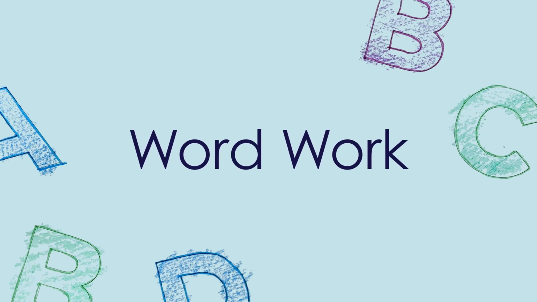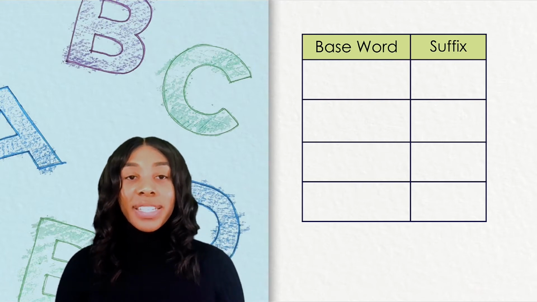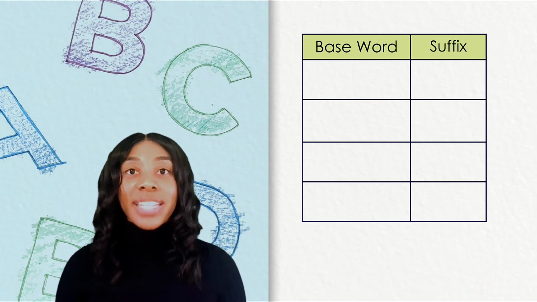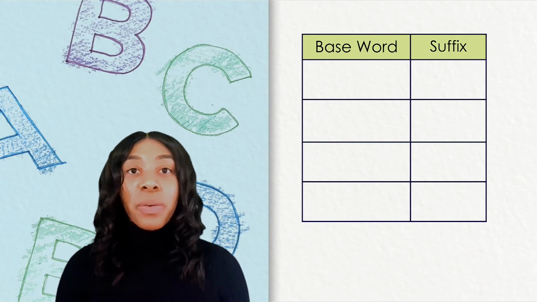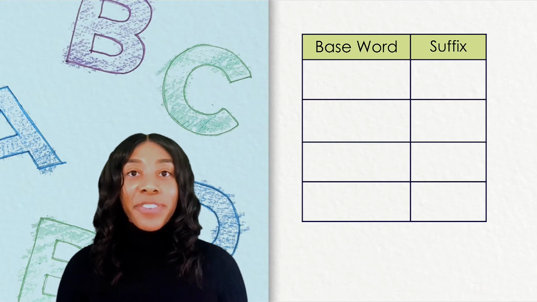Word work. Today, we will review word parts. Remember, a base word is a word that has meaning all on its own, and a suffix is a word part added at the end of a word. Let's read some word parts and decide where they go on our chart. Thumbs up if you're ready.